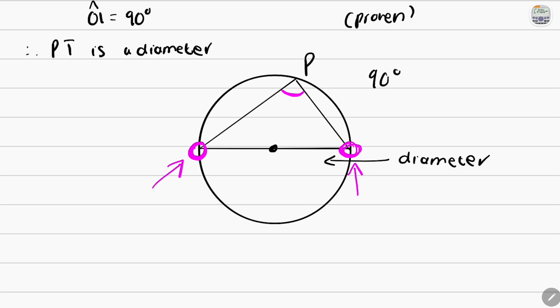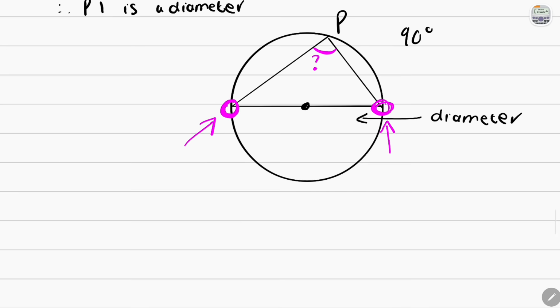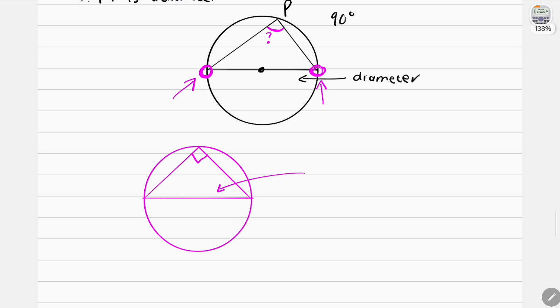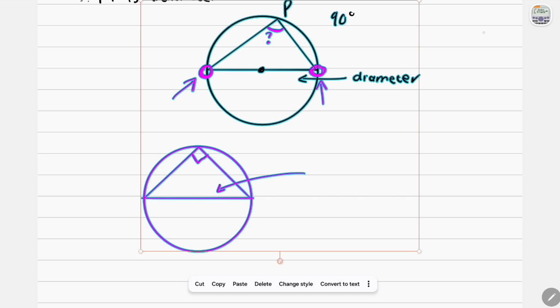So with this, if I told you that this is a diameter, find this, you'd be able to say this is 90 degrees because it's subtended by a diameter. But if I gave you a circle and I didn't tell you that this was a diameter, however, I did show you that there's an angle that this line subtends, and this angle happens to be 90 degrees, then you would be able to say, oh, then that means that this is a diameter because it subtends a 90-degree angle at the circumference. So that is really just the theorem in reverse.